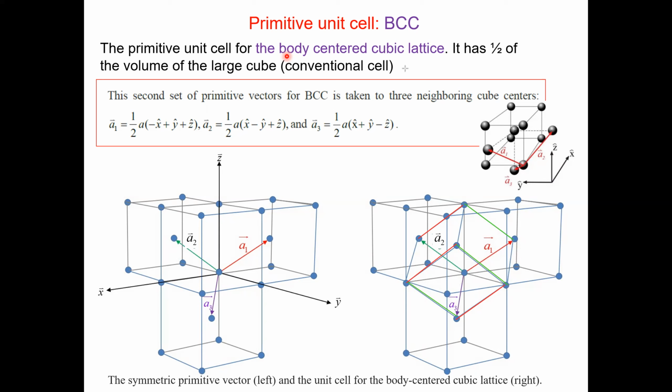And A3, okay, this is purple. Okay, let's try again. So from here to here, parallel to A3. So this A3. Okay. So here we go. We have the primitive unit cell for BCC.